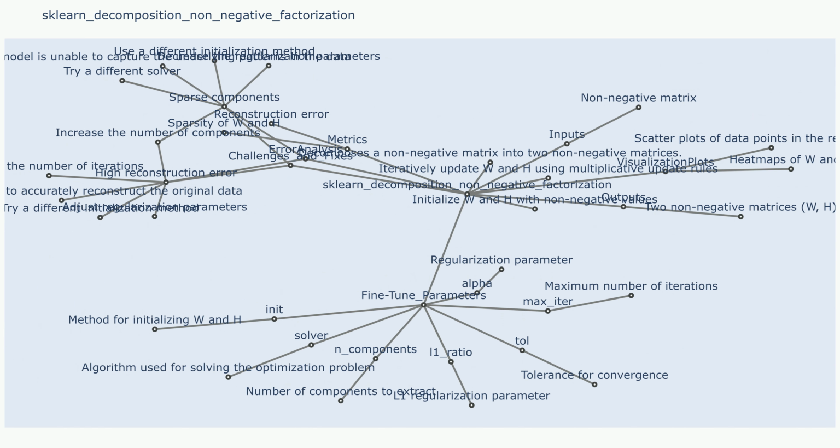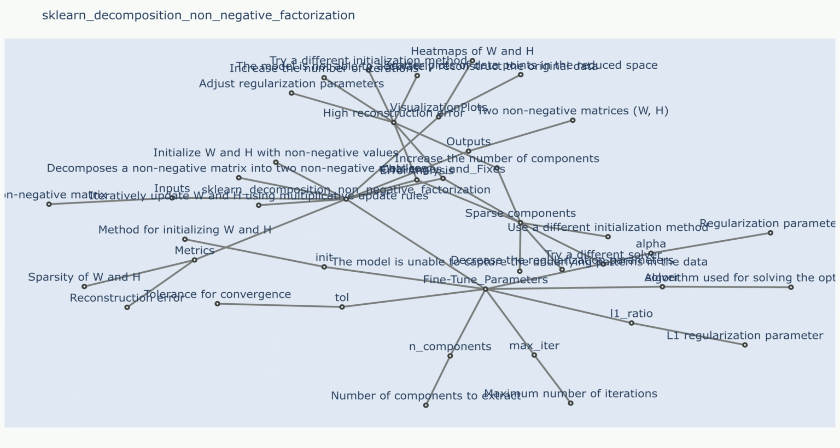W, a non-negative matrix of shape n_samples, n_components. This matrix represents the coefficients of each data point in the basis defined by H. H, a non-negative matrix of shape n_components, n_features. This matrix represents the basis vectors or components.